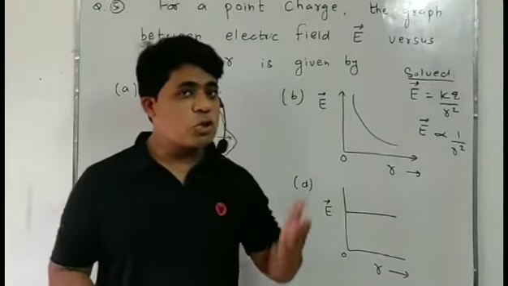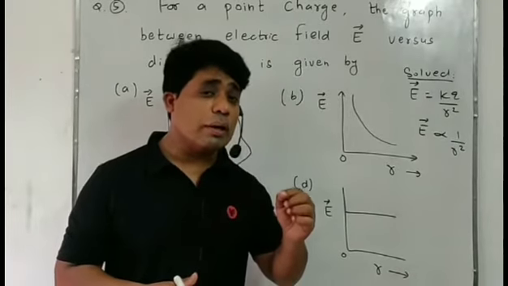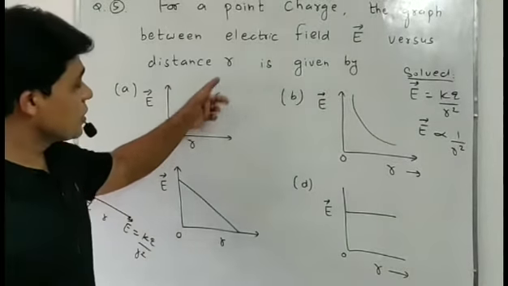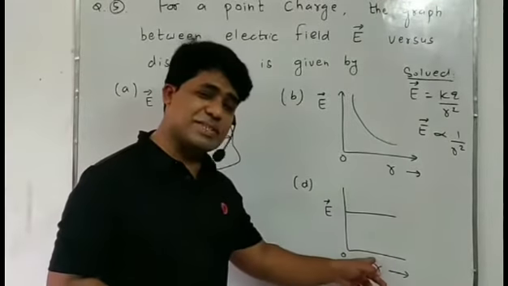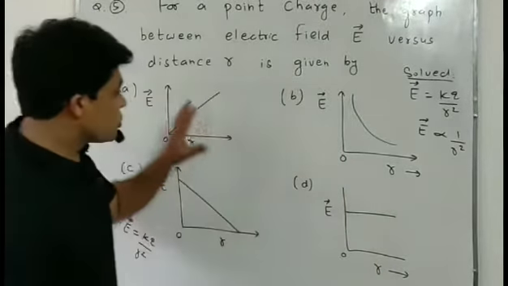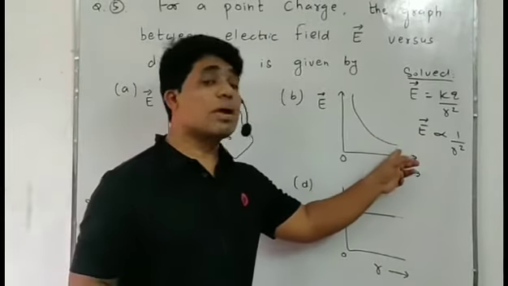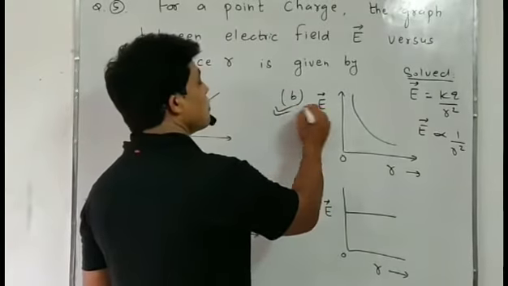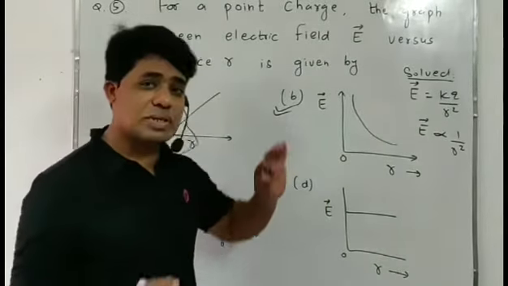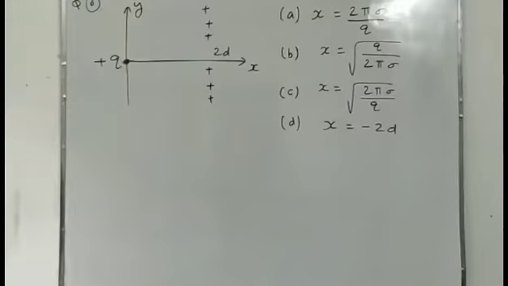So the graph should be a rectangular hyperbola. This is an increasing straight line with negative slope, parallel to the axis. Okay, straight line, and straight line. This is a rectangular hyperbola. So which one is the correct option? Yes, option B is the correct option, on account of this relation for the electric field.